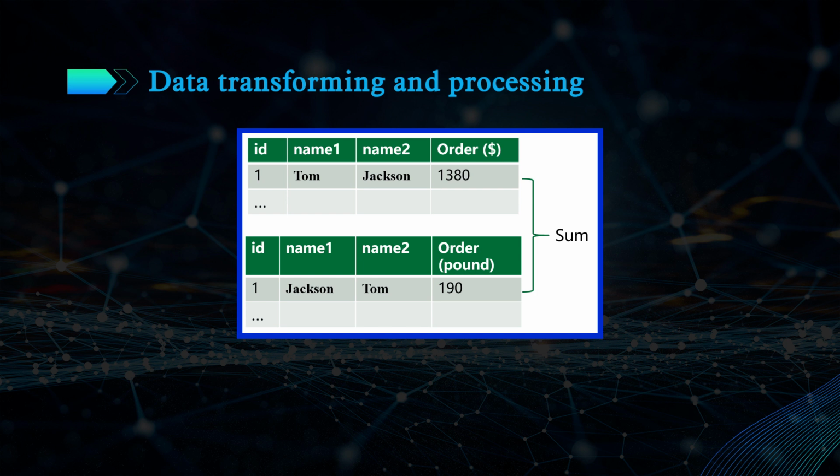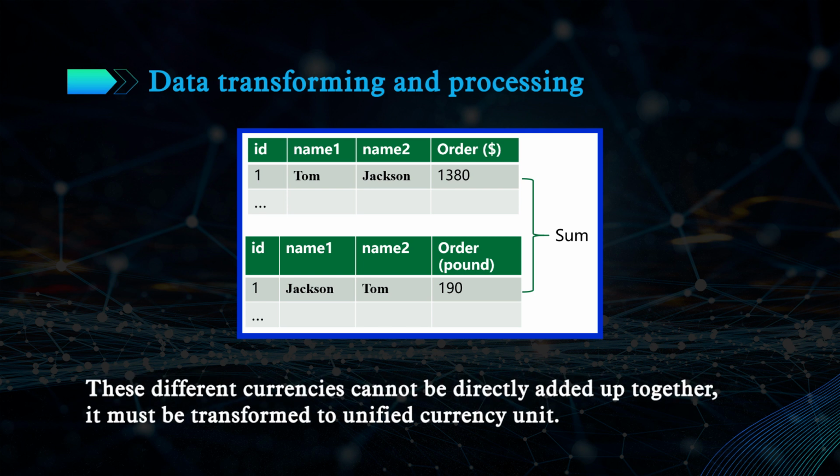Or the different currency measurement unit. Also could be some format transform reason. The global company summarizes the sales in currency of various countries, dollars, pounds, RMB, etc. These different currencies cannot be directly added up together. It must be transformed to unified currency unit.